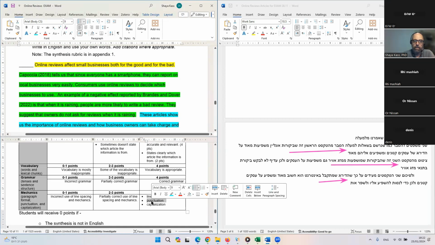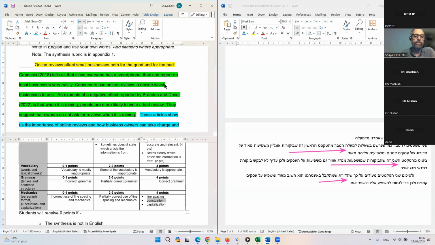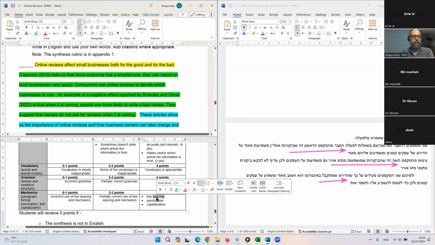Capitalization: the first word of every sentence is capitalized. Names get capitalized. Punctuation: use a period at the end of every sentence. You may or may not need a comma in the middle of sentences. You could probably get away without using any commas. And the line spacing.